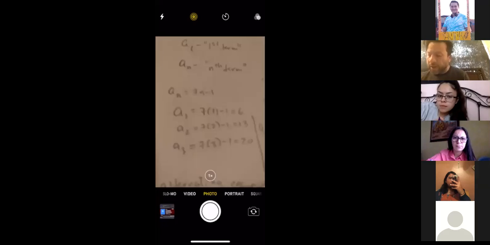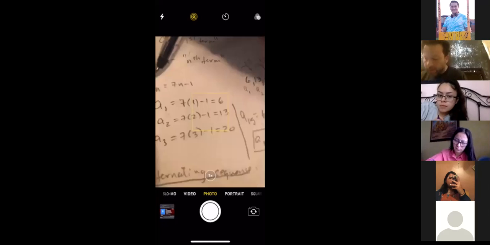So A sub n is the nth term. What do I mean? Well, give me a number, 25. So then this is the 25th term. So then what does this thing look like? Well, we can start out by doing this. Say that I gave you a function, A sub n equals 7n minus 1. This 7n minus 1 is called the rule, right?